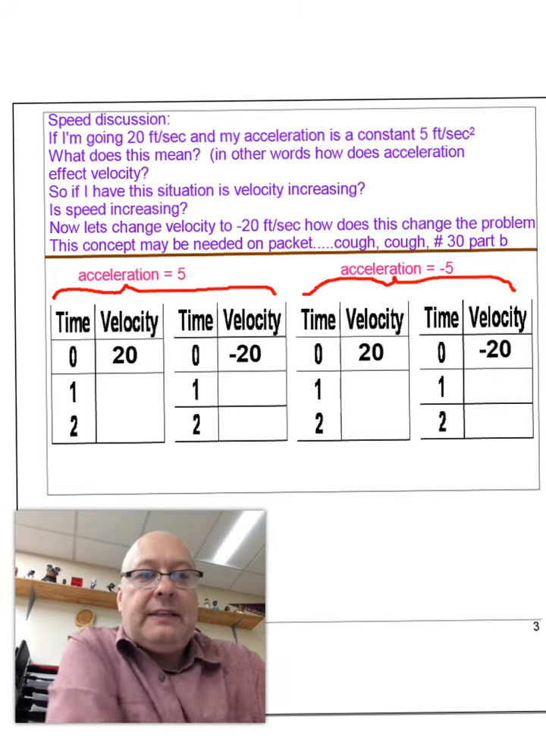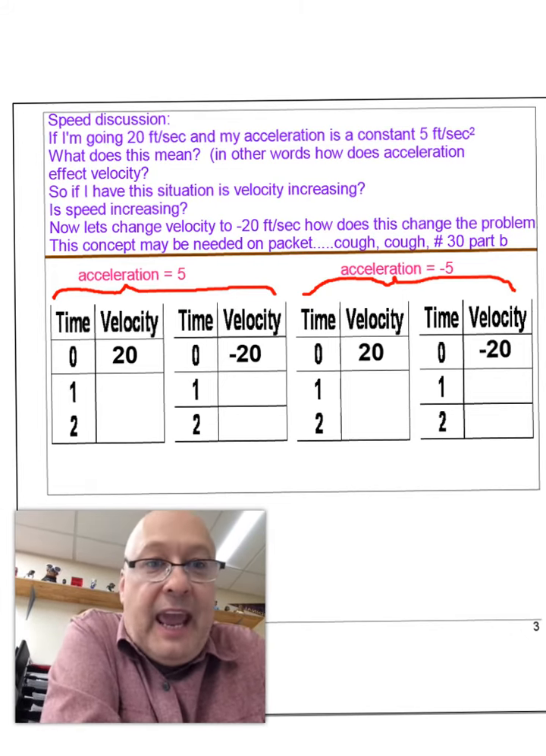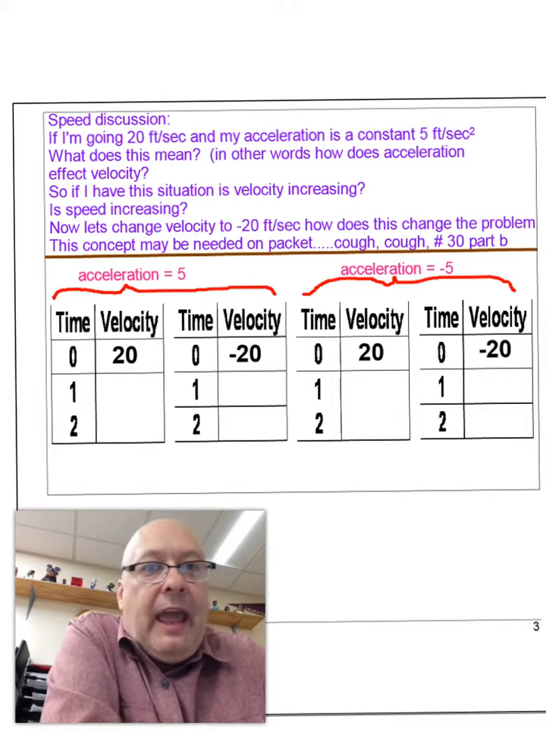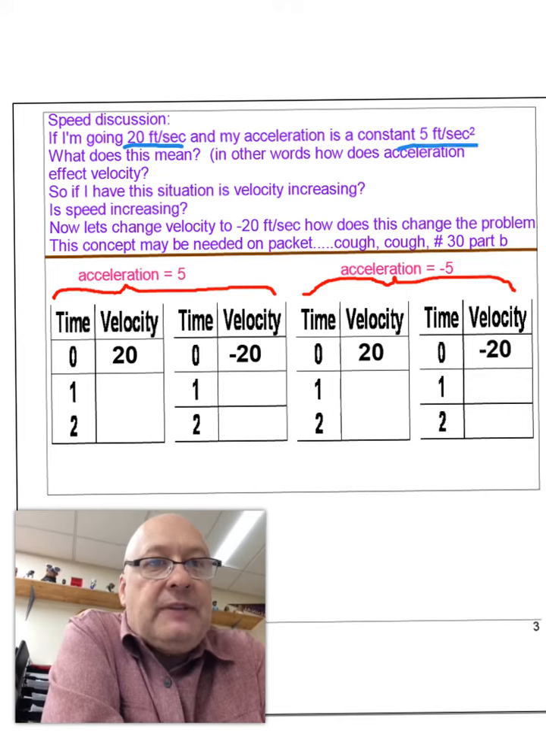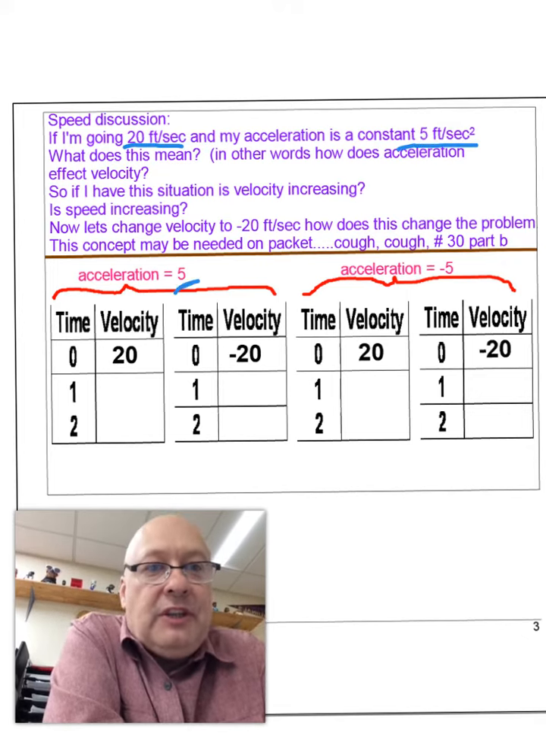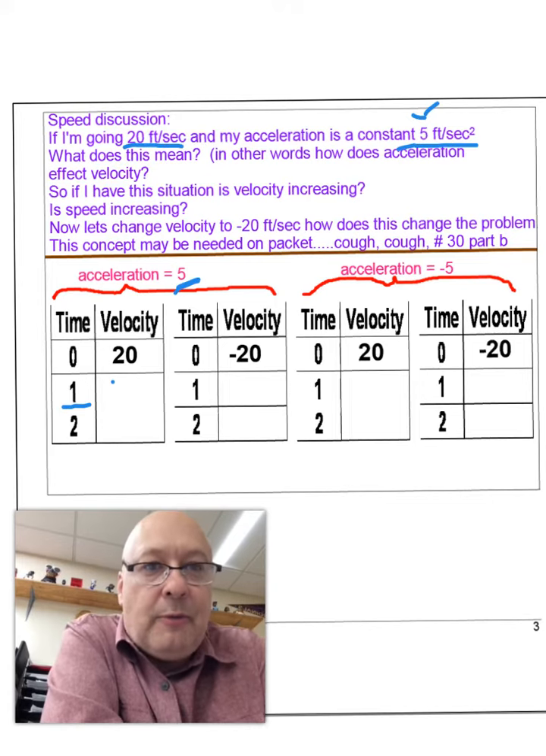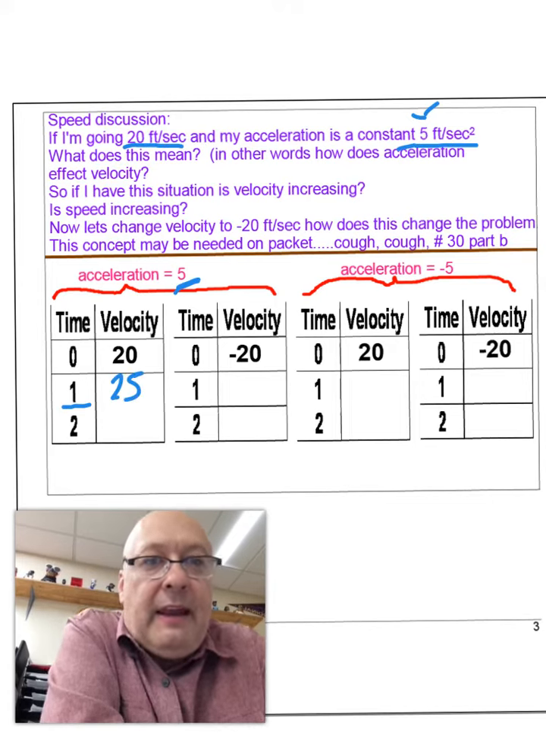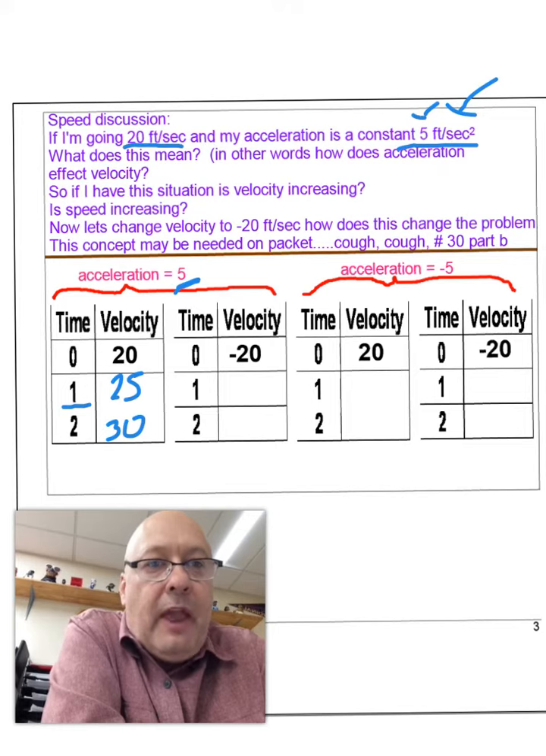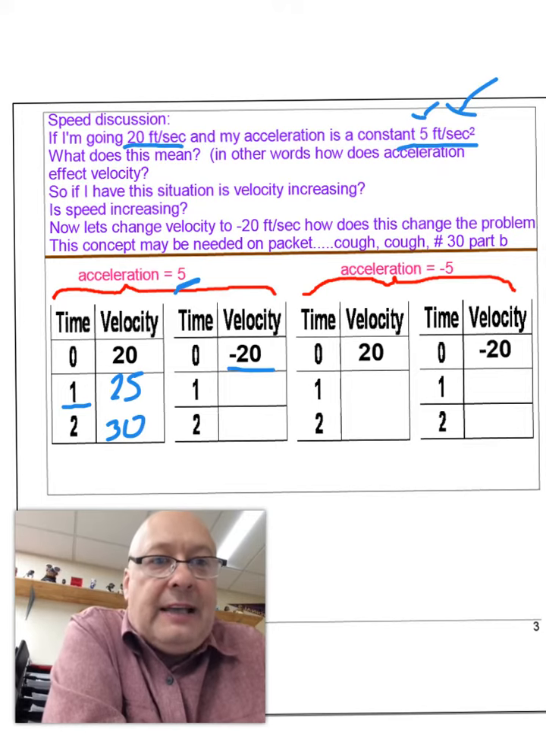I just want to have a quick discussion about speed for your next AP packet. If I'm going 20 feet per second and my acceleration is 5 feet per second, what does that mean? If my acceleration is 5 and I'm going 20, then the next time I increase by 5 feet per second. So I'm going 25. And then at 2, I'm going another 5 feet per second because that's a rate of change of the velocity. I'm going 30.